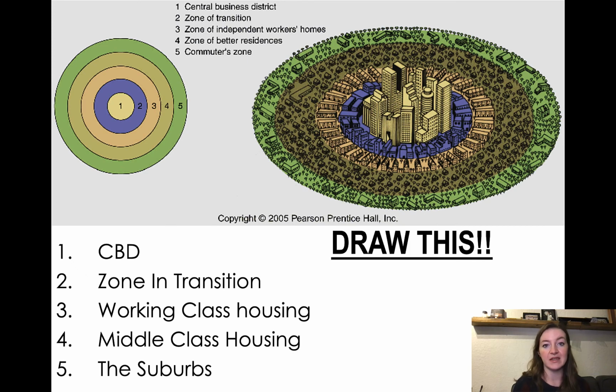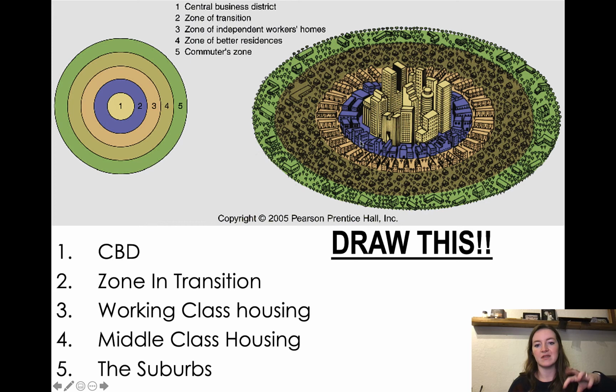And what we would see is it looks like this. You're most often going to see this representation, but if you see it in a 3D model to kind of help us visualize, we're seeing this. So number 1 right in the middle, and it's listed on here. This piece here, this is our CBD. Zone 2, zone in transition. This is where we have, as you can see, quite a few large buildings and apartments and things. So people are living where they work.